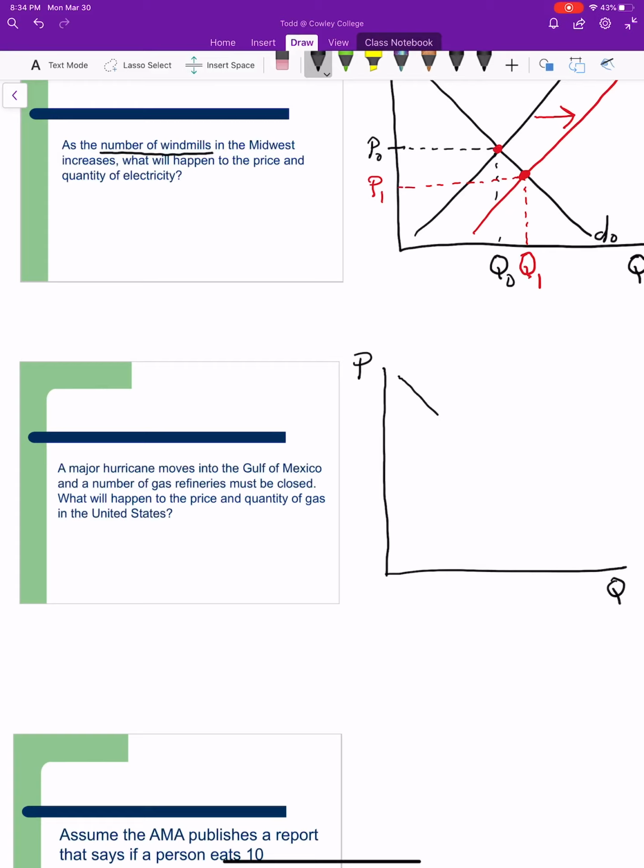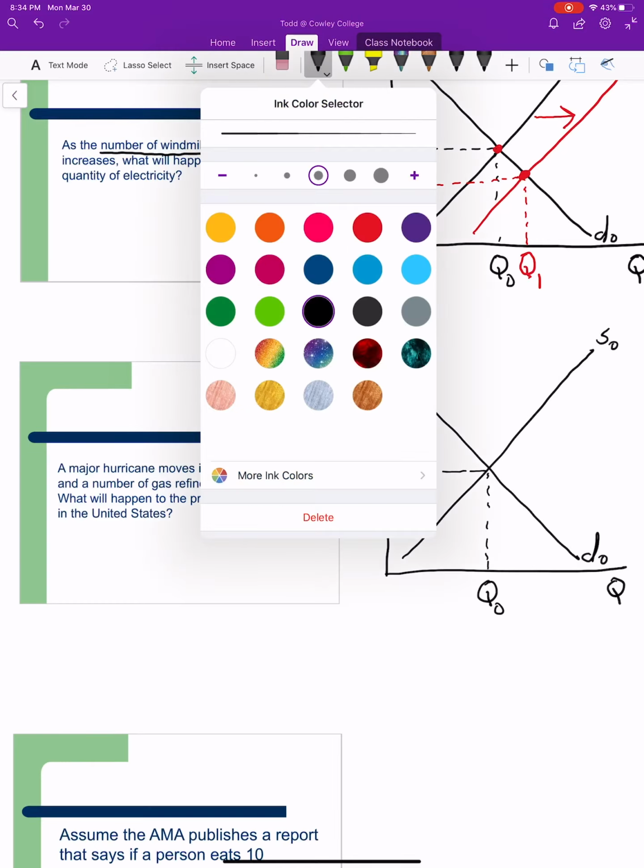So we have a downward sloping demand curve for gasoline, D naught. Upward sloping supply of gasoline, S naught. All right, so we know our equilibrium price of gasoline, whatever that happens to be, and here is our equilibrium quantity. Now again, clearly when you read this, it doesn't have anything to do with how much gasoline we're going to consume, so it's not a demand shifter, but it does have to do with how much gasoline we're actually going to be able to produce.